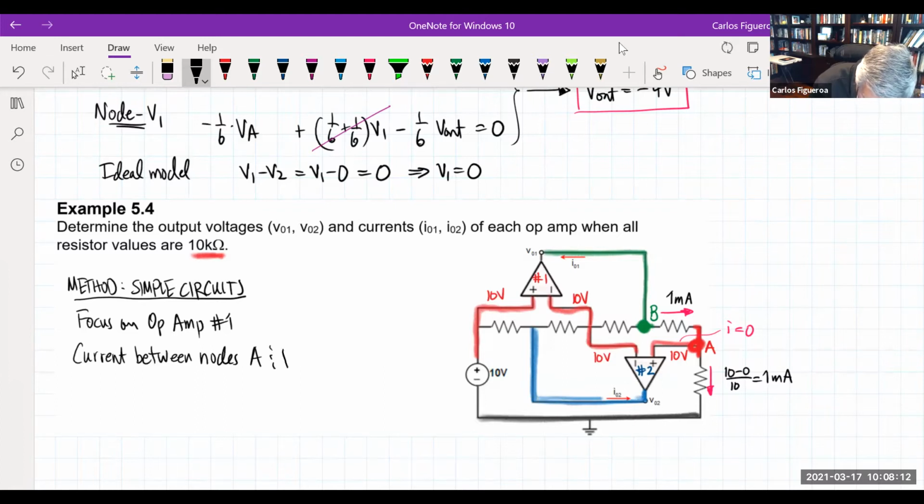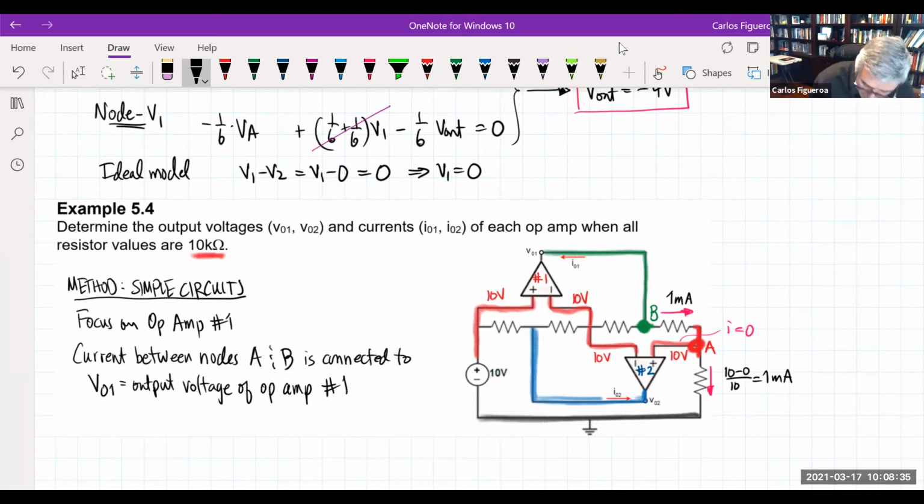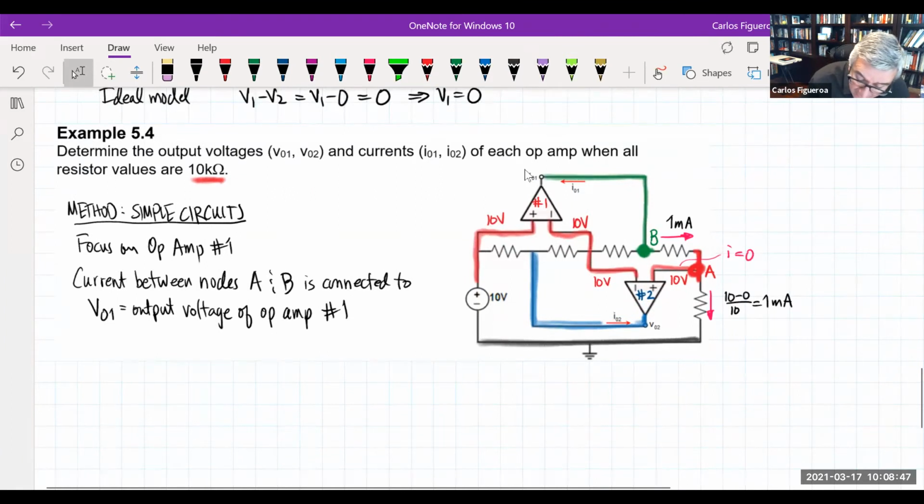Nodes A and B is connected to the voltage of the first op amp, right? So this is the output voltage of op amp number 1. So that means then I can calculate what that is here. If I do that, you could see here that node B, I'm going to call that 0, 1.